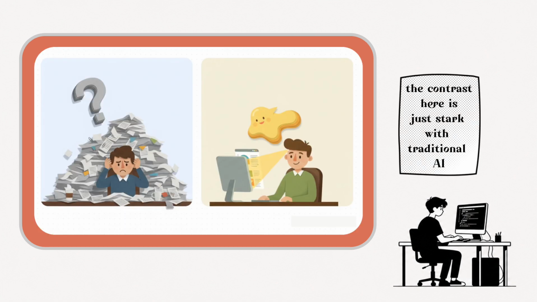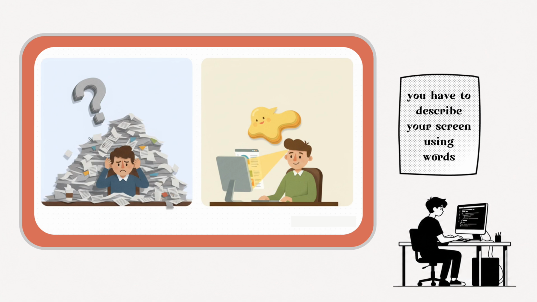The contrast here is just stark. With traditional AI, you have to describe your screen using words to a chatbot, which, when you really think about it, is pretty wild. You're typing out, "Hey, where is the color grading button located?" And the AI shoots back this massive wall of text just guessing what your layout looks like. Clicky, on the other hand, gives you an over-the-shoulder mentorship experience. It literally sees exactly what you see, you talk to it using your actual voice, and it physically points to the answer right there on your screen.